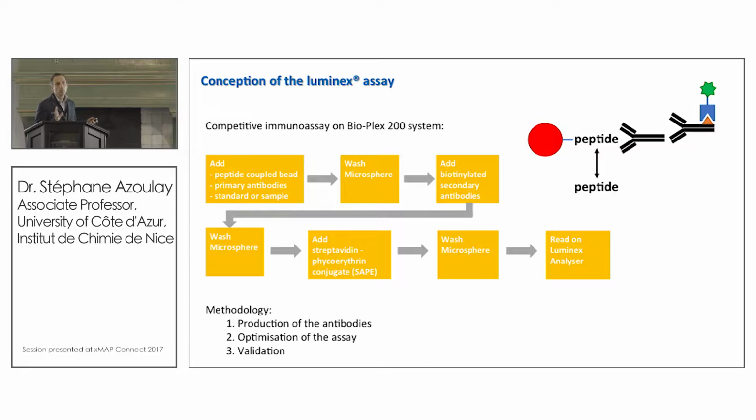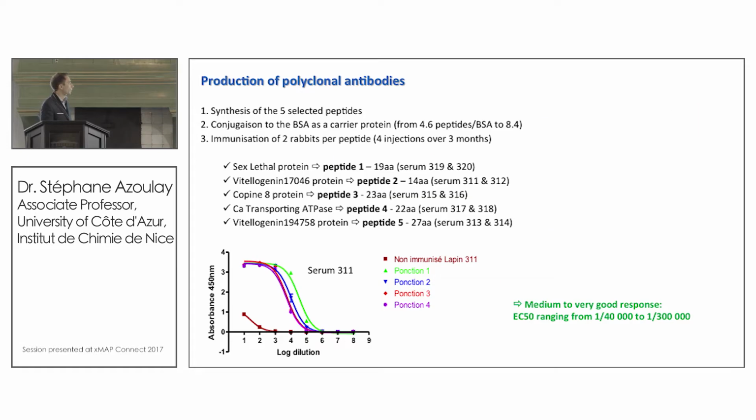We first decomposed all these steps and did not want to mix everything at the first stage, in order to study all the parameters, and you will see that we made a lot of studies about that. So first of all, there was the production of the antibody, then the optimization of the assay, and the validation procedure. As I said, we made polyclonal antibodies by immunization of rabbits. We synthesized the 5 selected peptides. They were conjugated to BSA as an immunogenic carrier protein.